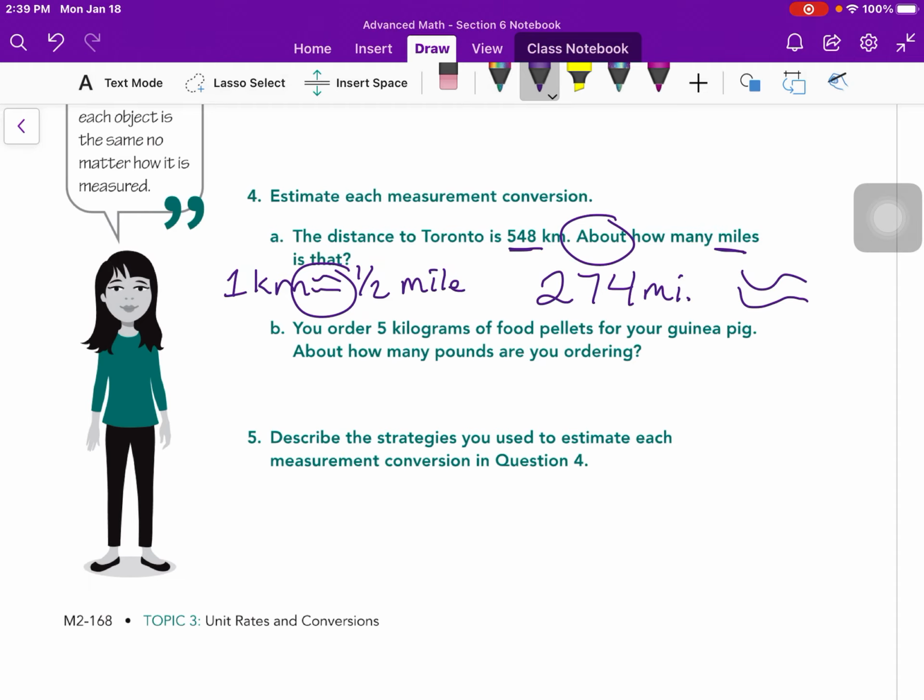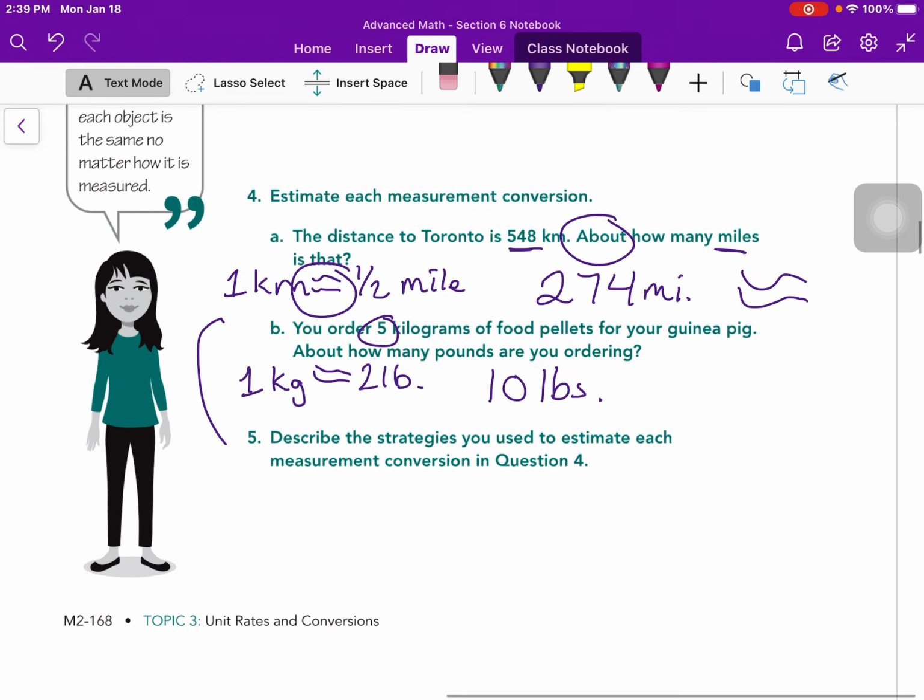You order 5 kilograms of food pellets for your guinea pig. About how many pounds? Well, I know 1 kilogram is about 2 pounds of food. So if I'm ordering 5 kilograms, I'd do 5 times 2 and say about 10 pounds of food. And then what did we use as our strategies? Well, we had to use some conversion and some multiplying or dividing to come up with those.